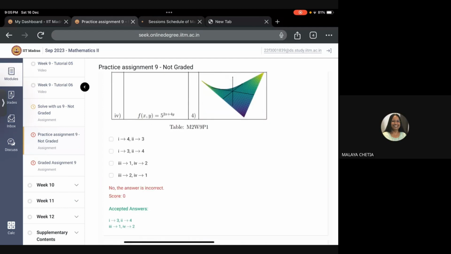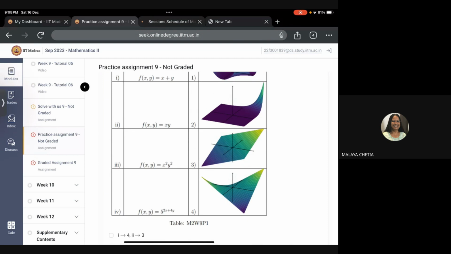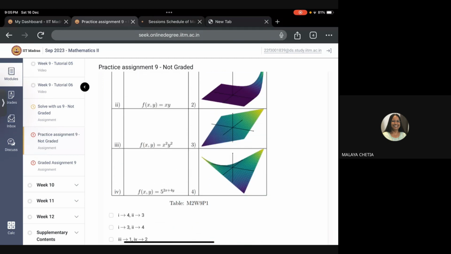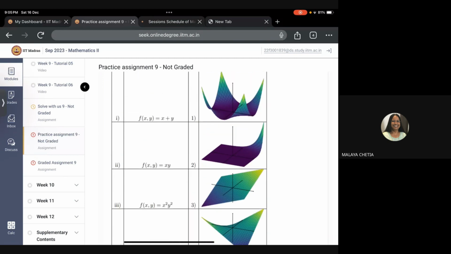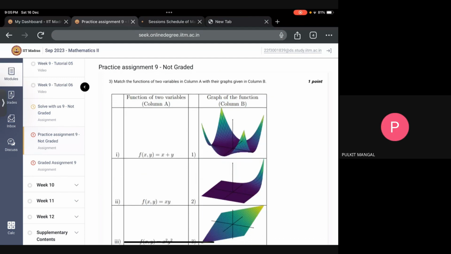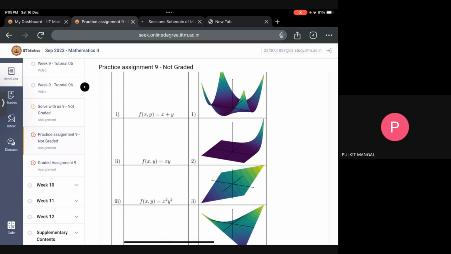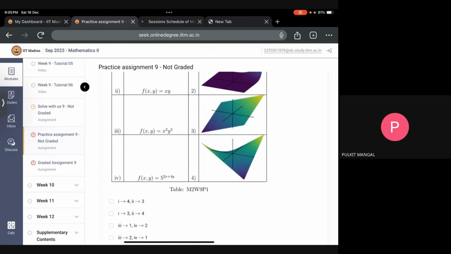Sir, how can I easily identify that this will be that plot? Like I may have terms in cube also, x cube, y cube in that manner. Okay. We have the functions given: first x plus y, then xy, then x square plus y square, and this is the exponential function.